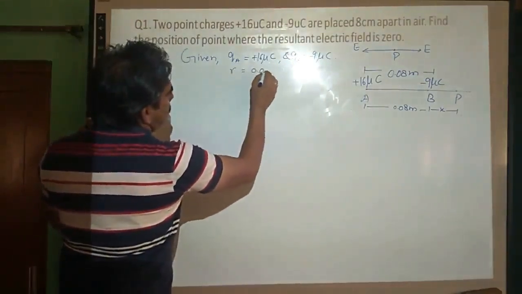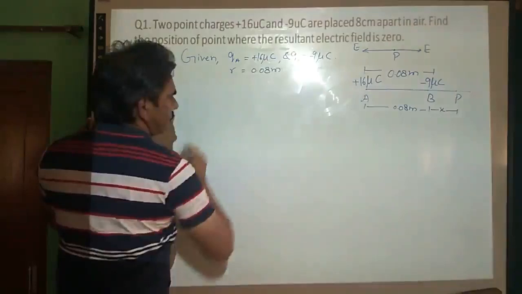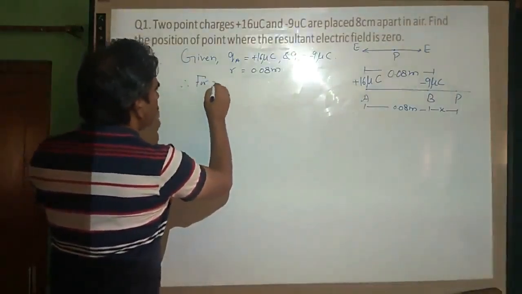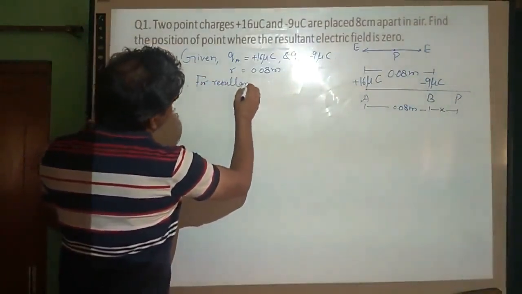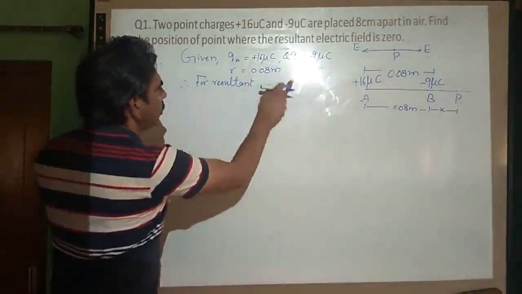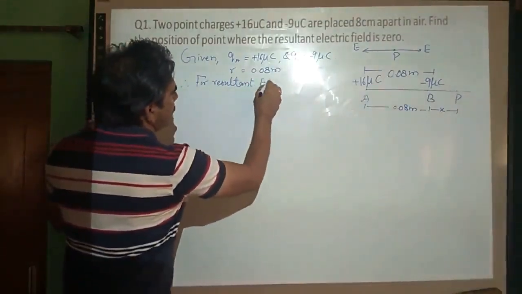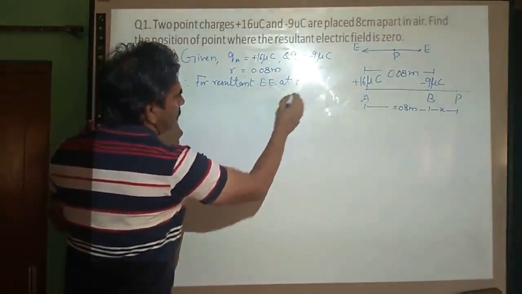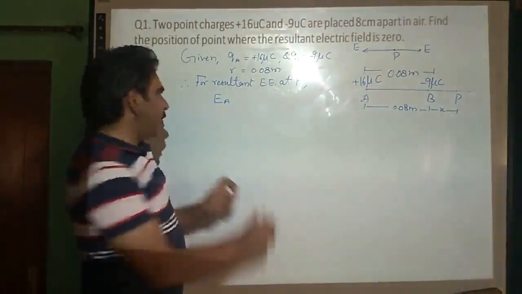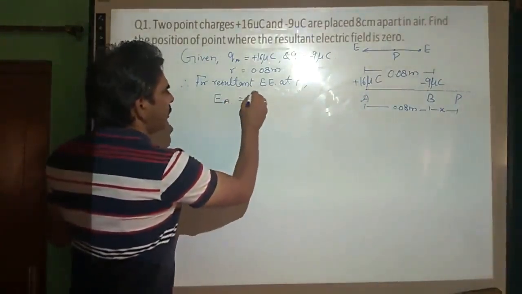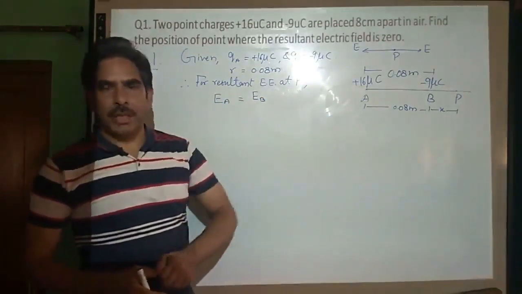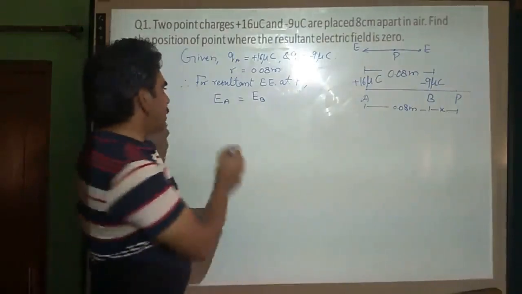and R is going to be 0.08 meter. So therefore, for resultant electric field at P, EA, the electric field at point P due to the charge placed at point A, will be equal in magnitude to the electric field at point P due to charge B, which is placed at B. Let us write the expressions.